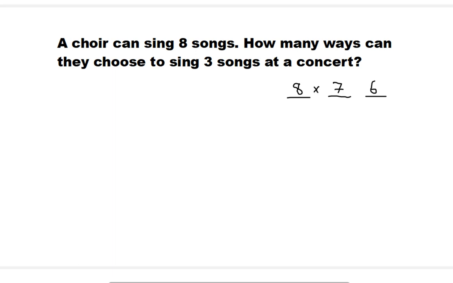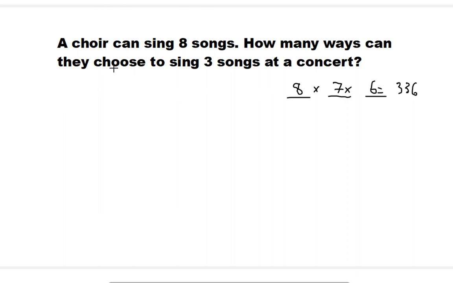They're choosing a first song and a second song and a third song. So we can do the work here. 8 times 7 times 6. And we get an answer of 336. There are 336 different ways, different orders that they can sing 3 songs from their 8. So that's a very common way to do this question. It works really well with small numbers. The trouble is, once the numbers get big, this becomes very cumbersome.